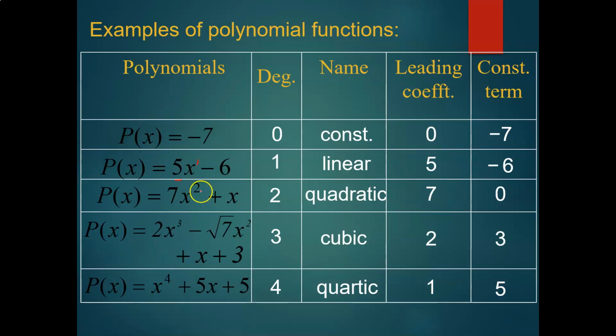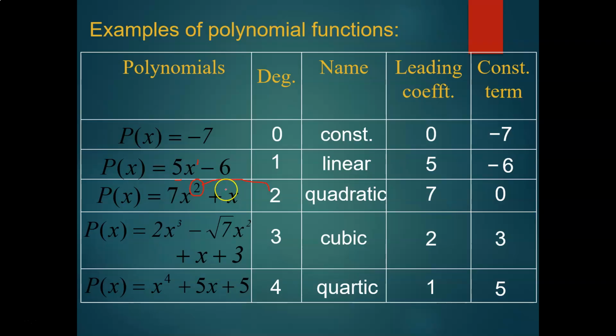You have 7x squared plus x. So the degree over here is 2. Okay, and when you have degree 2, the name of the function becomes quadratic. And what is the leading coefficient? Leading coefficient means you have to find the x with the highest degree or the highest power. So this x, the highest power is 2. And you refer back, what is the coefficient? The coefficient is 7. So we choose the leading coefficient as 7.